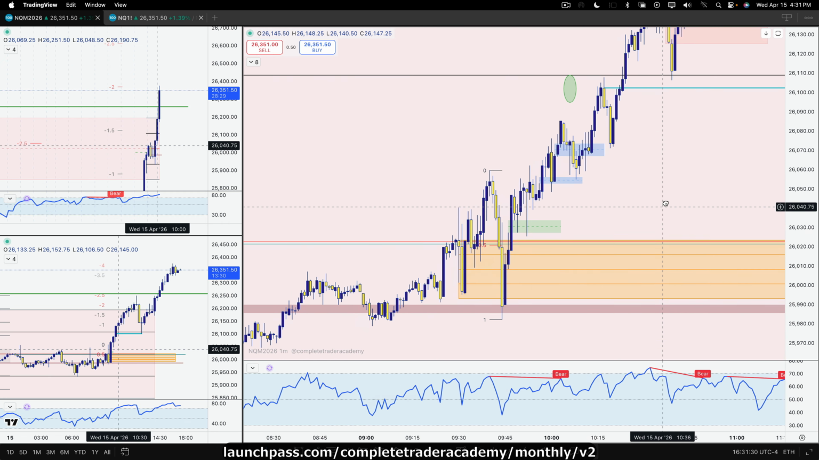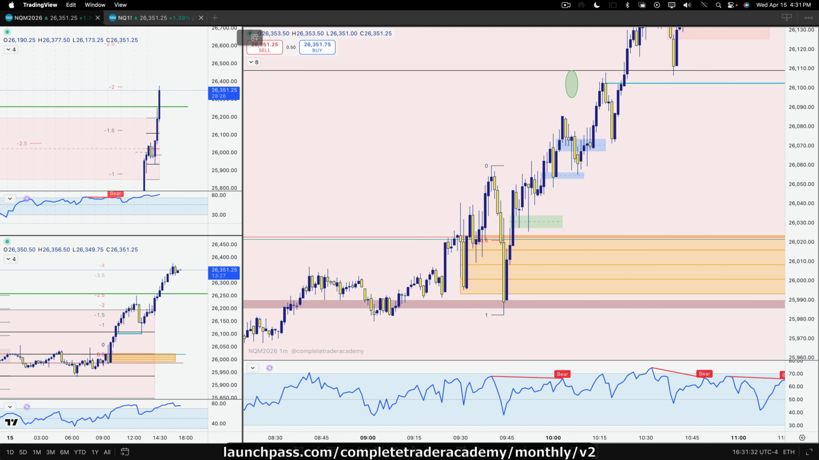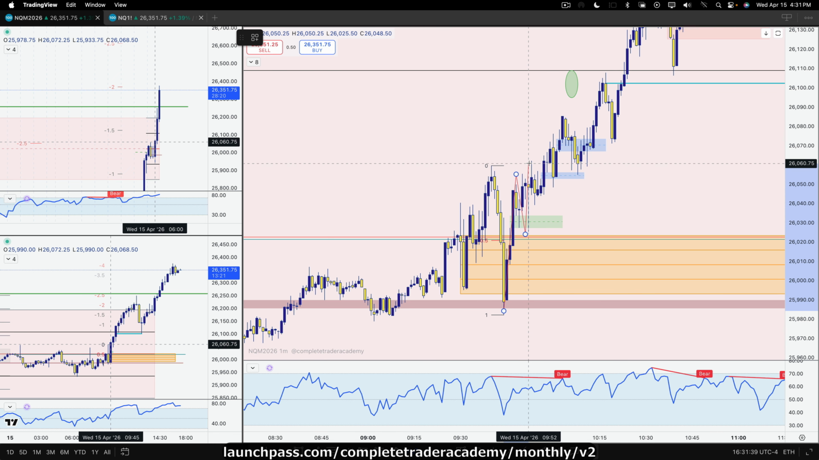But that's an extra tidbit. But what's really going on here? Higher low. Higher high. Higher low. That's the 4-hour candle. Little wick.